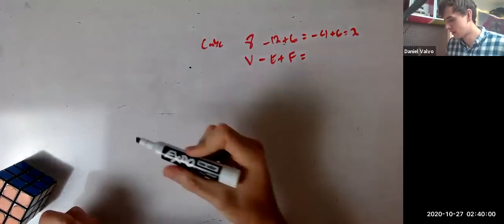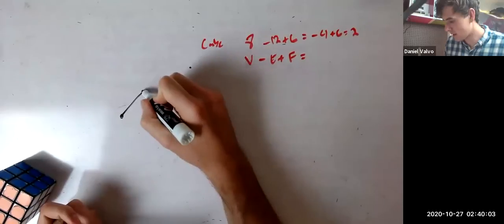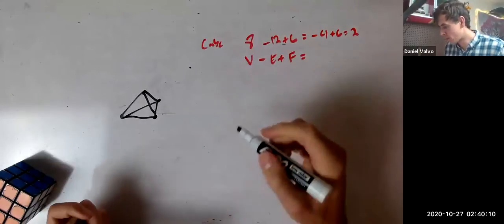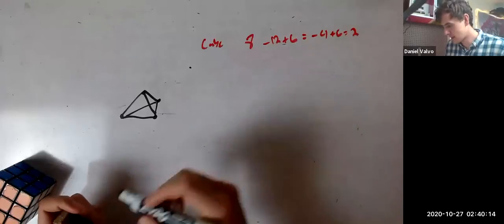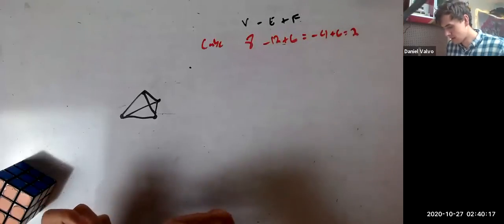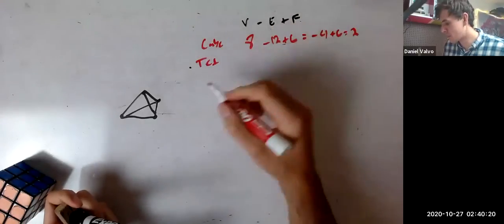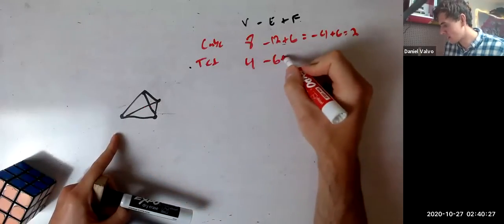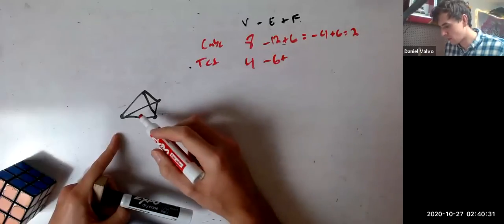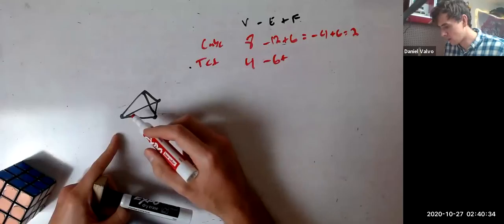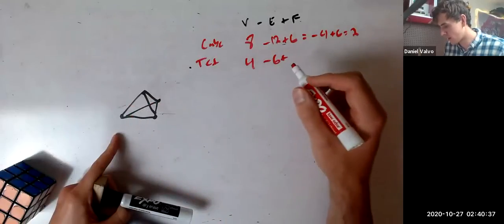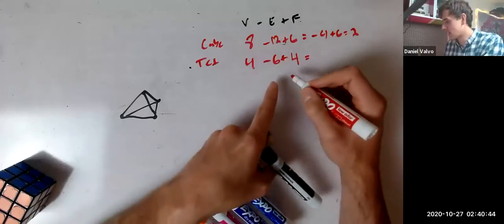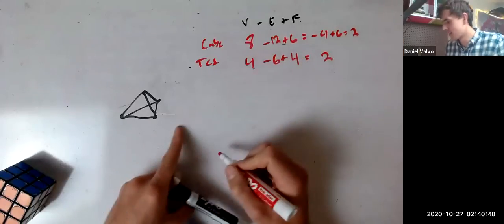Let's take a tetrahedron, which looks like this, triangles on all sides. So for a tetrahedron, the number of vertices is 1, 2, 3, 4. The number of edges is 1, 2, 3, 4, 5, 6. The number of faces is 1, 2, 3, 4. This is going to get us 4 minus 6 plus 4 is 2.